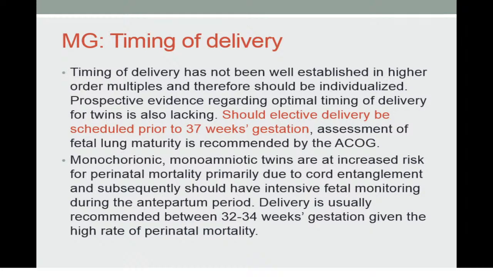As for timing of delivery, the timing of delivery has not been well established in higher order multiples and therefore should be individualized. Prospective evidence regarding optimal timing of delivery for twins is also lacking. Should elective delivery be scheduled prior to 37 weeks of gestation, assessment of fetal lung maturity is recommended by the American College of Obstetricians and Gynecologists. Monochorionic, monoamniotic twins are at increased risk for perinatal mortality, primarily due to cord entanglement, and subsequently should have intensive fetal monitoring during the antepartum period. Delivery is usually recommended between 32 to 34 weeks of gestation given the high rate of perinatal mortality.